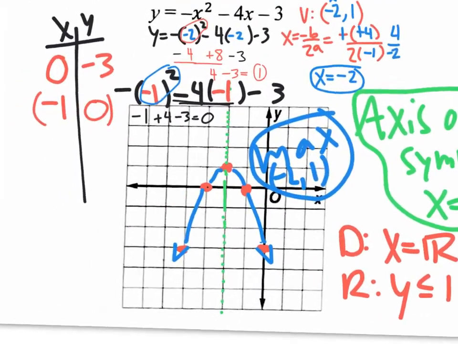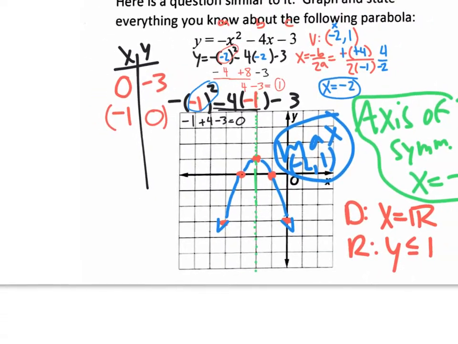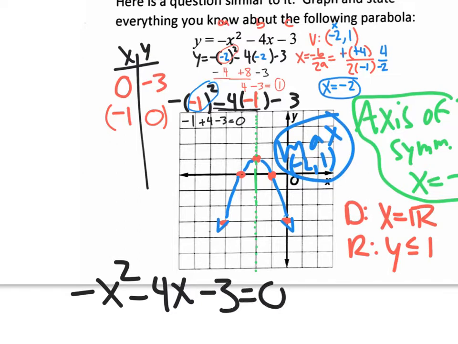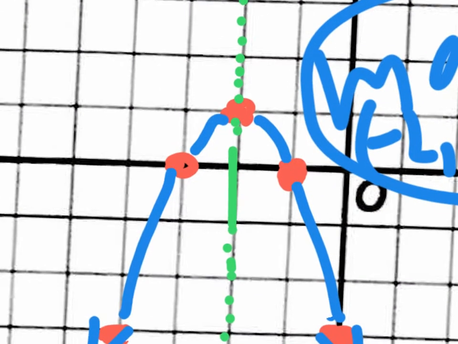If I had an equation, let's say my equation was negative x squared minus 4x minus 3 equals 0, which is the same thing, but instead of equals y, it equals 0, and I asked you to solve it, what would my answers be based on the graph that you already did right here? What would the answers be based on that graph? Remember, the answers are the x-intercept values. So what are the x-intercept values of this parabola?